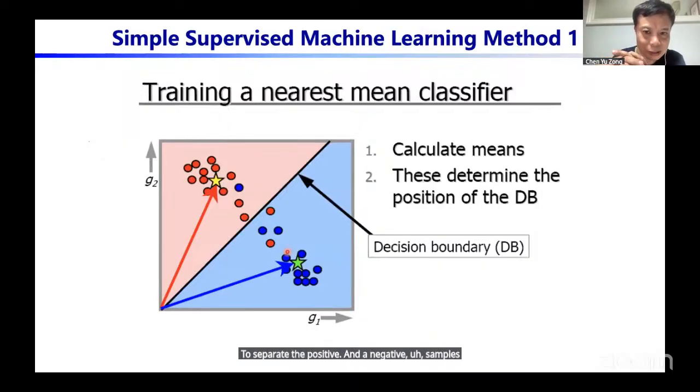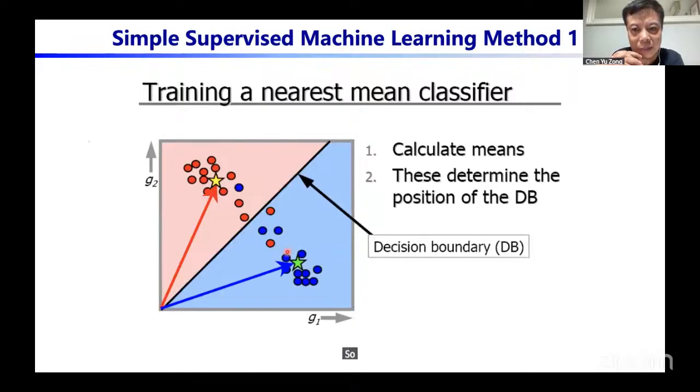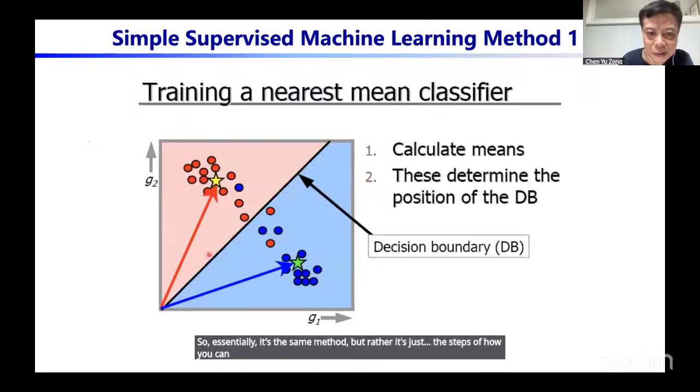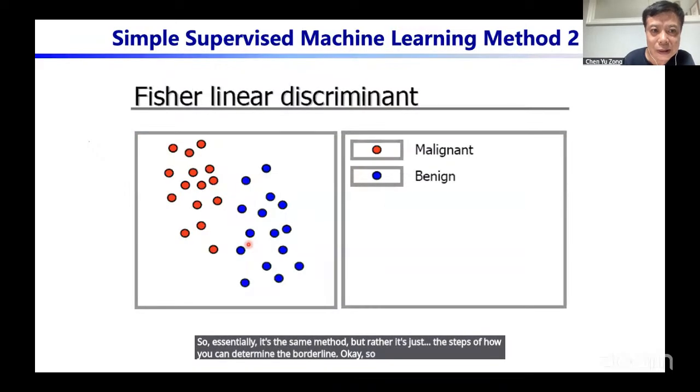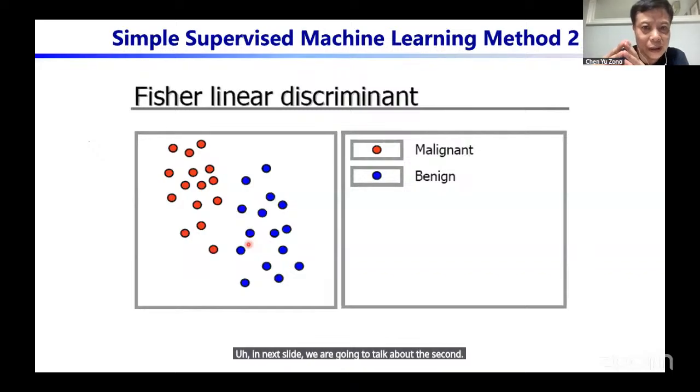Now we look at the second one. Essentially it's the same method, just repeating the steps of how you can determine the borderline. Okay, so now we look at the next one. In the next slide we are going to talk about the second simple machine learning method, called the Fisher linear discriminant method.